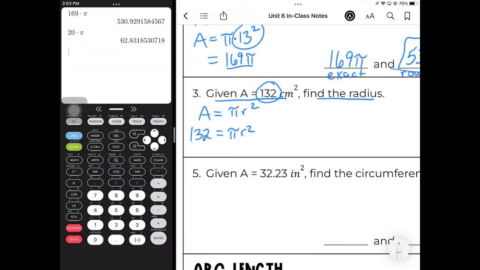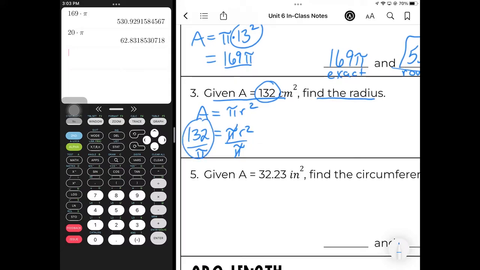And now I'm going to solve this for r. Well, to work backwards and solve for r, the first thing you do is divide by pi. Canceling it there, but I have to do that calculation before I can do anything else. So I'm going to do 132 divided by pi, and I get about 42.02, we'll call it.